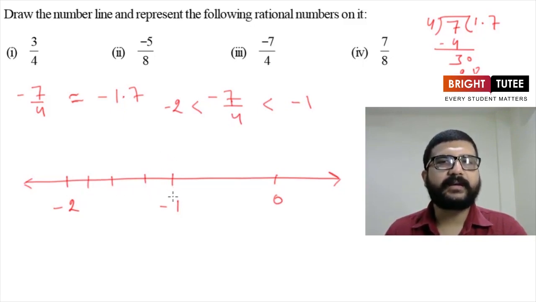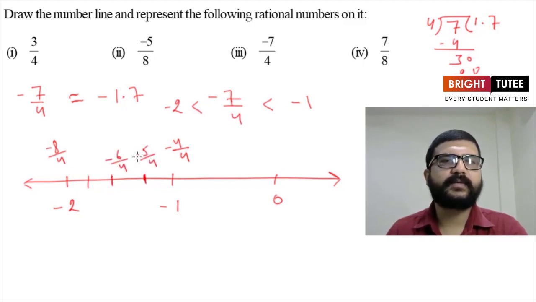Now minus 1, we can write this minus 1 as minus 4 upon 4, and minus 2 can be written as minus 8 upon 4. Now what is the first number here? It will be minus 5 upon 4, and then minus 6 upon 4, and after this the required number, which is minus 7 upon 4. So the number is this one.